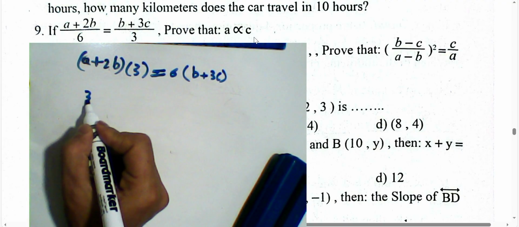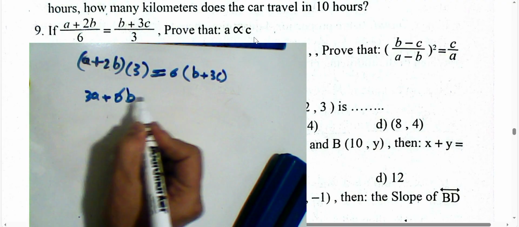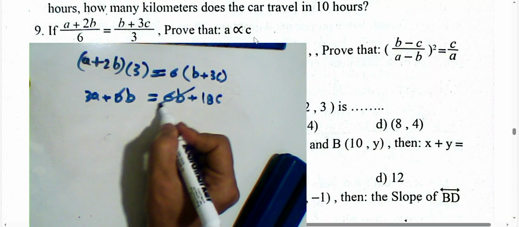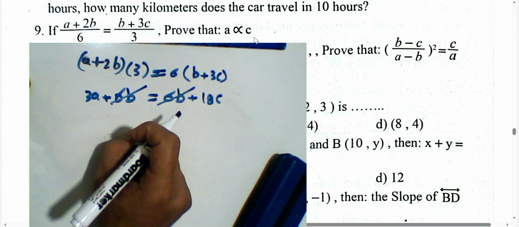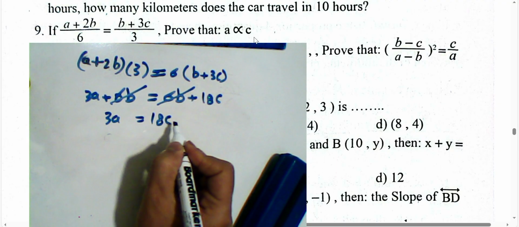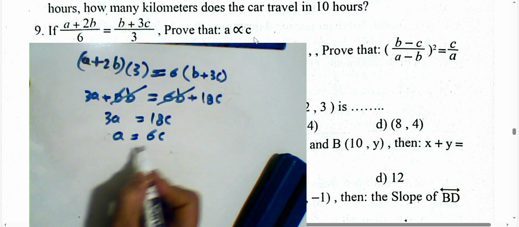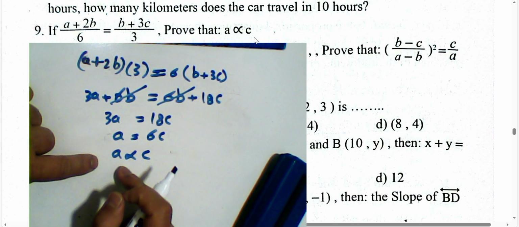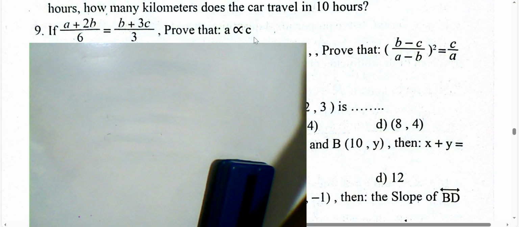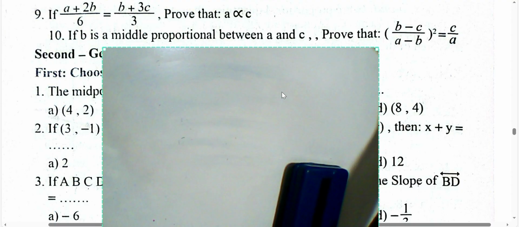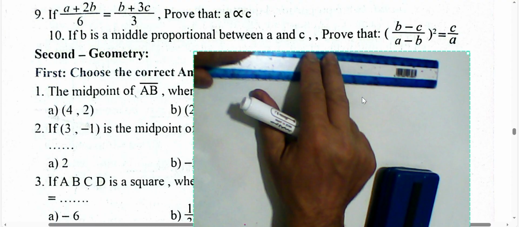Then 3 times a will be 3a, 3 times 2b equals 6b, and 6 times 3c is 18c. We can subtract, cancel 6b by 6b, then 3a is equivalent to 18c. We can divide it by 3, then a equals 6c. I want to find the relation between a and c. Okay, it's a direct relation by c.